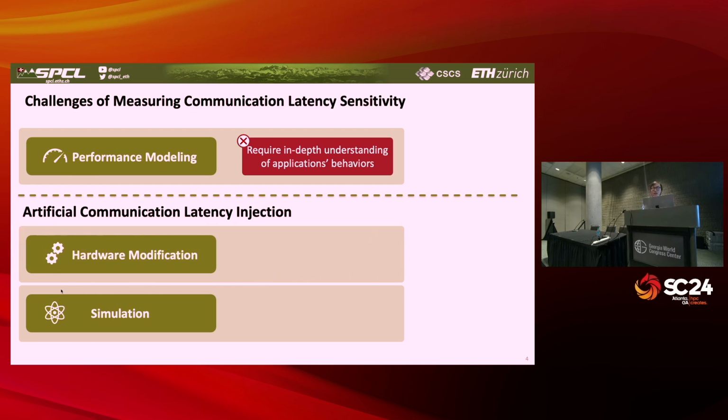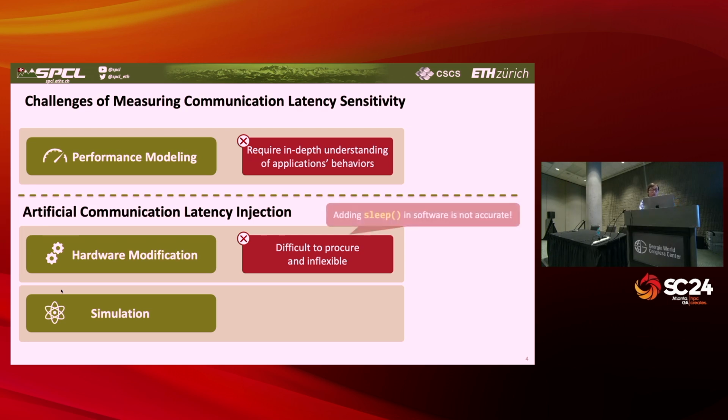To inject latency into hardware, we would either procure new hardware or modify existing ones. But both options are quite inflexible and hard to achieve on a large scale. During our experimentation, we also noticed that adding a sleep function in software does not yield accurate results because we're increasing the computation of the application instead of the network latency. The details of why this doesn't work are explained in our paper.